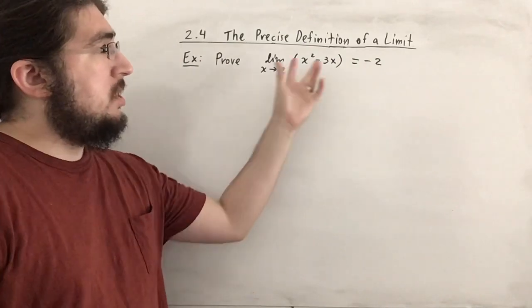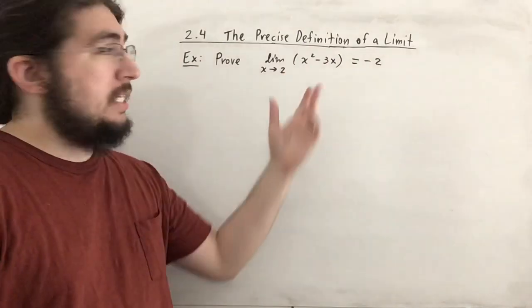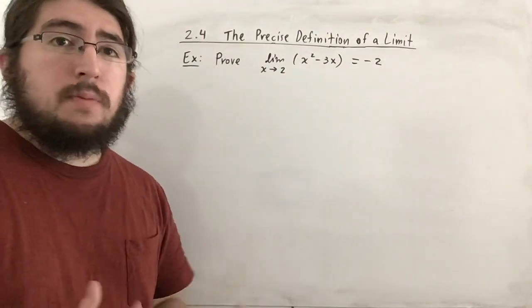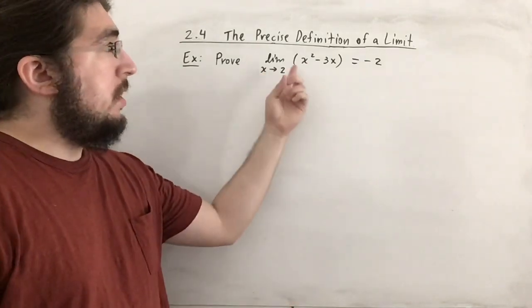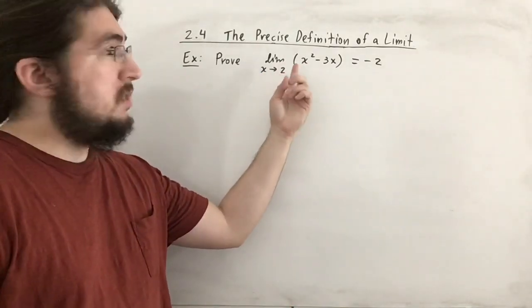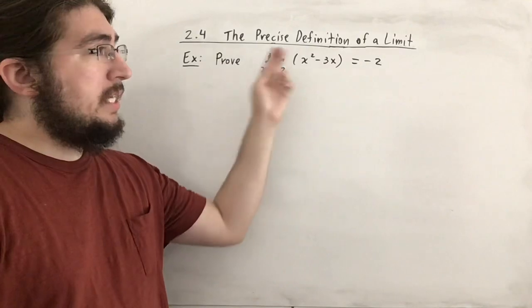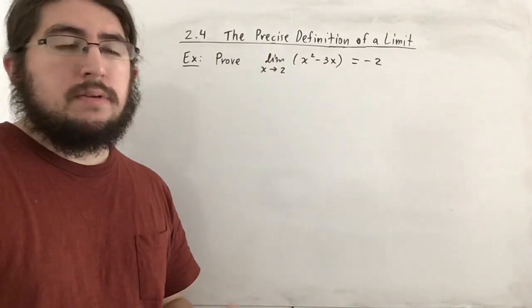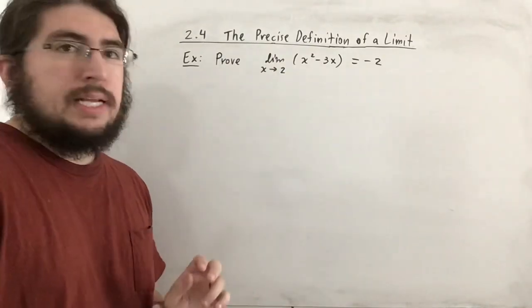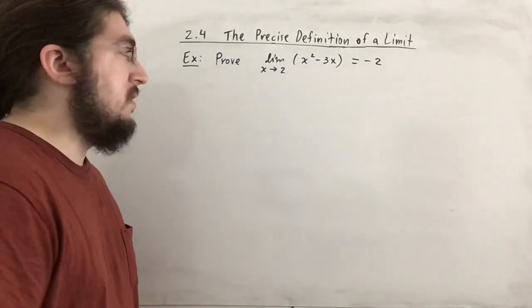the limit as x goes to 2 of x squared minus 3x is equal to negative 2. And we can definitely tell by direct substitution that this is true. Plug in 2: 2 squared is 4, minus 3 times 2 is 6, and 4 minus 6 is indeed negative 2. So intuitively it makes sense, but now precisely how can we prove this?